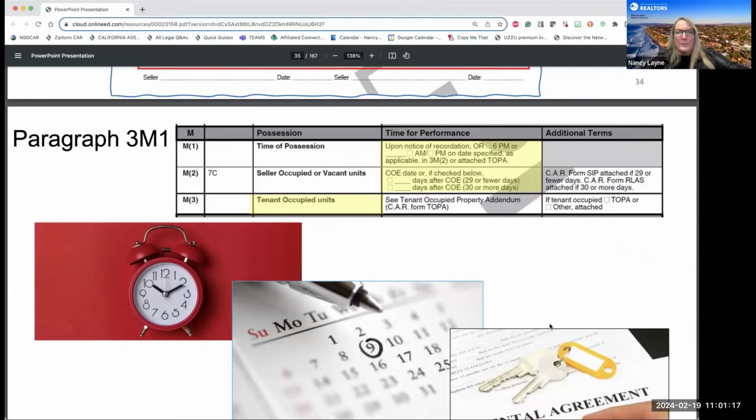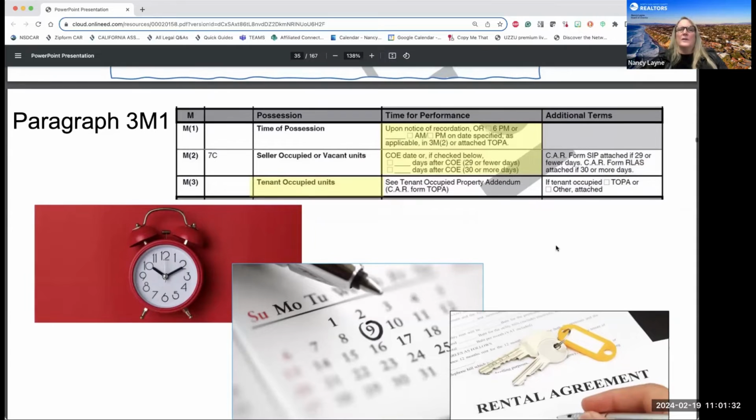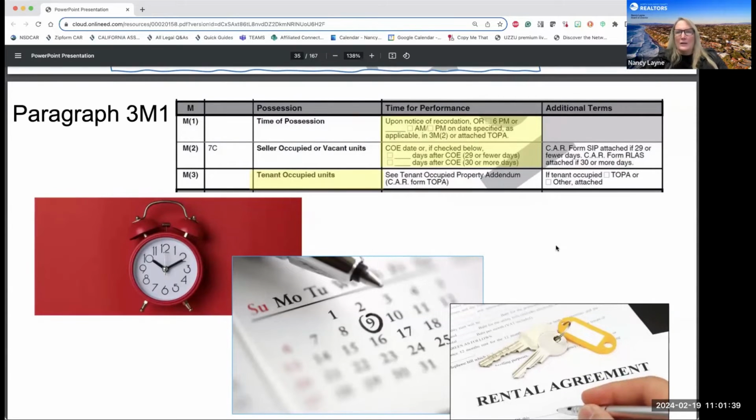Okay, unless you have a TOPA, by the way. Most people also don't understand on the TOPA, and we'll get to that in a second, but TOPA is required for any adult living in the property who is not on title. So if you have a husband and wife and only the husband is on title, the wife has to have a TOPA. A lot of people get kind of annoyed at that, but the truth is that anybody who lives in that property who is not on title is considered a tenant. And so you have to have clarification of what those requirements are for that tenant.